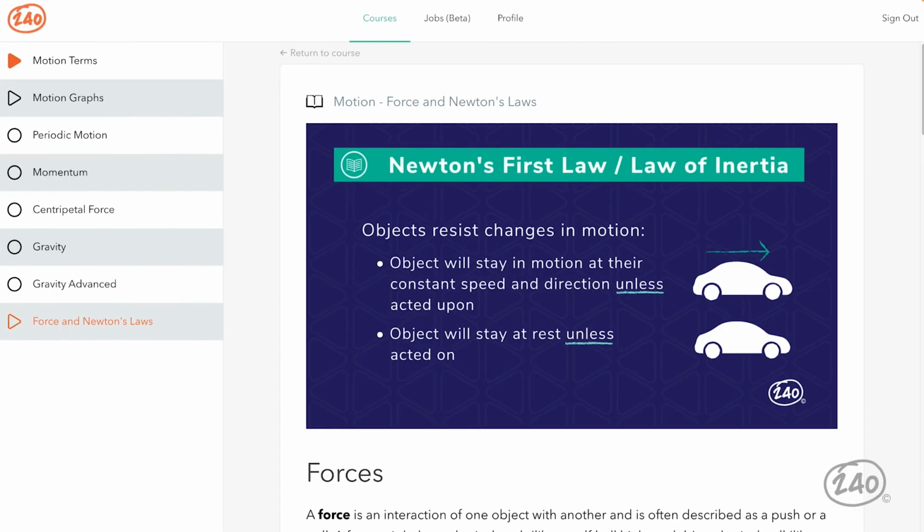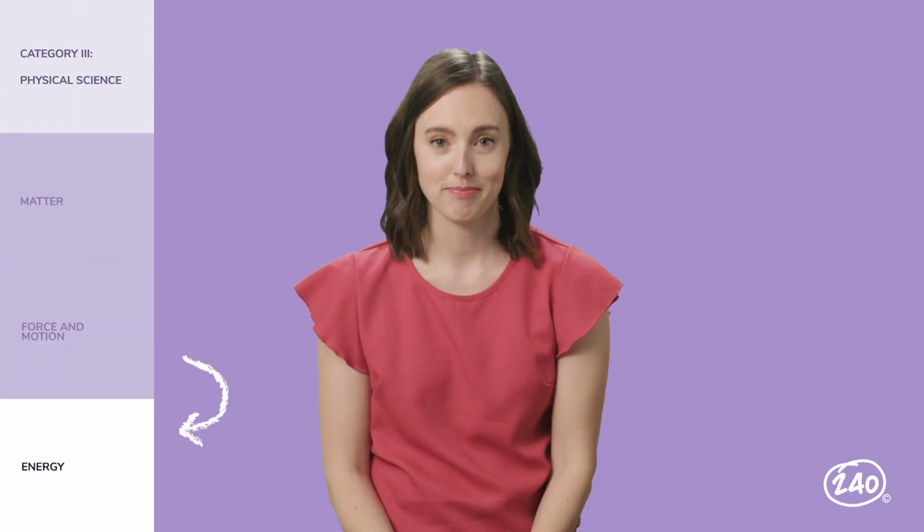So vocabulary words like inertia, or how an object resists a change in motion, will show up here. Which brings us to energy. Oh, kinetic and potential energy pop up here.